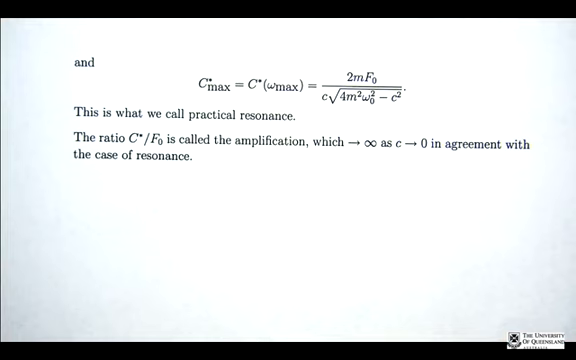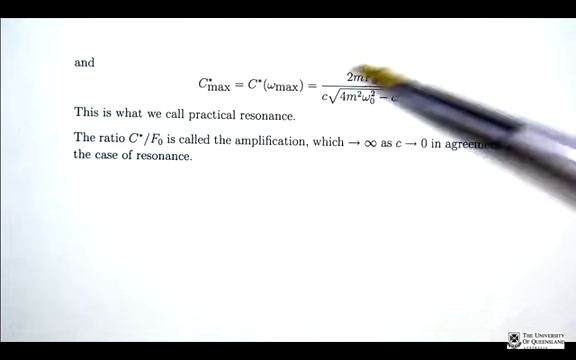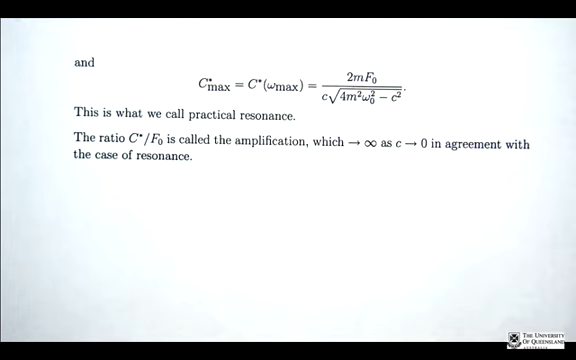The corresponding amplitude is then given by this expression, just by substituting in that omega max value into here. And this is what we call practical resonance. Whereas in the case where there was no damping, at resonance the oscillations just blew up to infinity, right? However, in this case, we don't have that. In some cases, if the damping is small enough, we can obtain a maximum value of those oscillations.